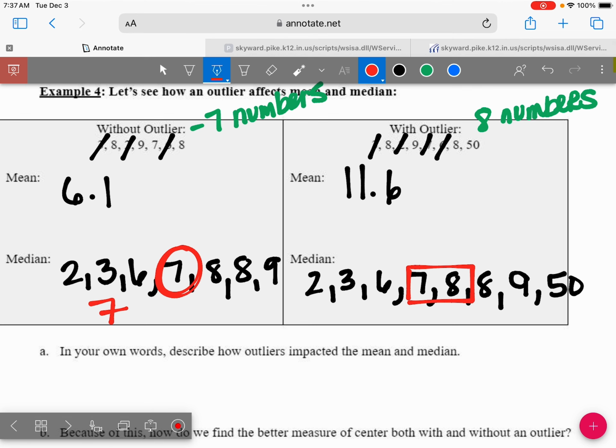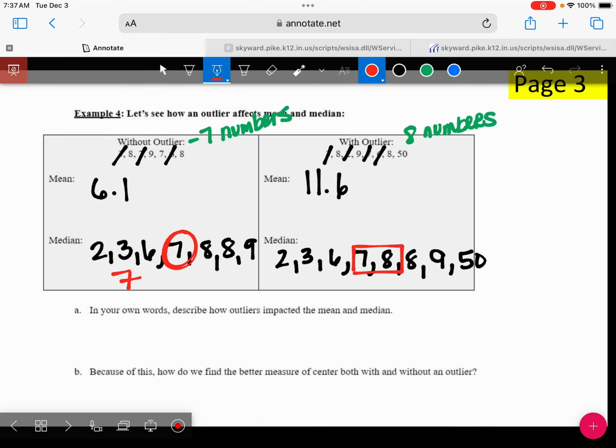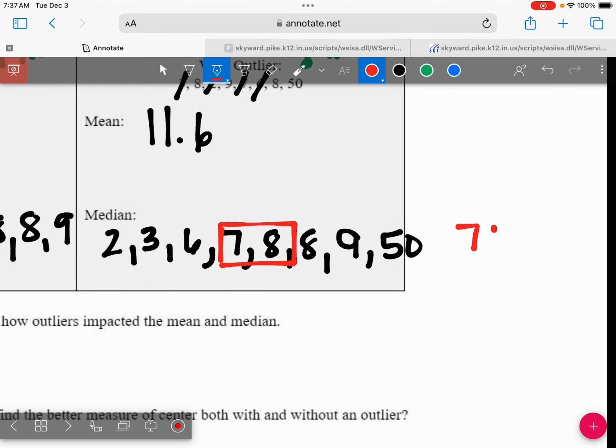Whenever there's 2 numbers in the middle, we have to find the average. So you're going to take 7 plus 8, and then divide that by 2. So go ahead and add those 2 numbers together. If there's more than one number in the middle, add them together and divide by 2. In your homework, a lot of them have 2 numbers in the middle, and you have to add them and divide by 2. So you should get 7.5.